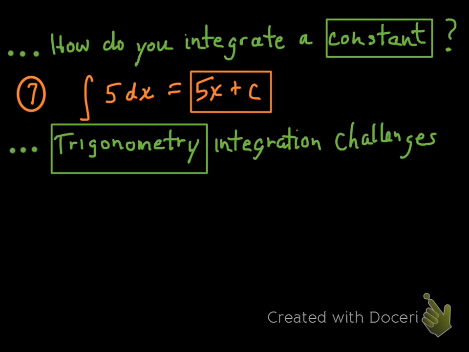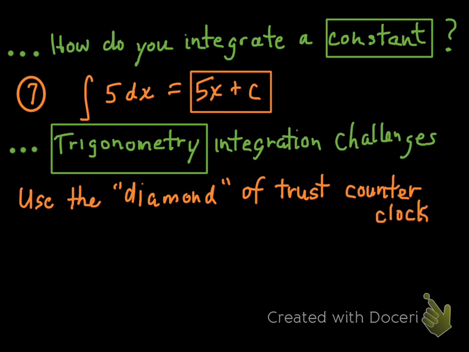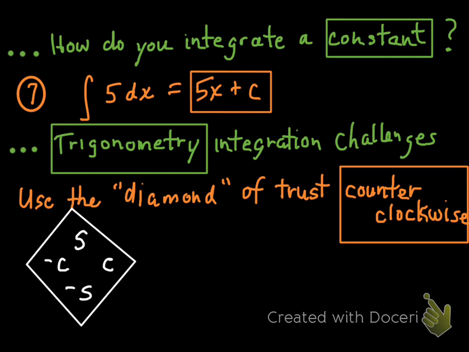How about trigonometry integration challenges? So we've worked nothing but power rule, but we also now know how to integrate 1 over x. We also now know how to integrate a constant. What about if I get sines and cosines? The rule of the road here is you use that diamond of trust for differentiation. Use the exact same diamond of trust for integration. But instead of working clockwise around that diamond, work counterclockwise. So here's the diamond of trust that everyone knows how to smack dab on their paper. Let's see if we can do an example here.